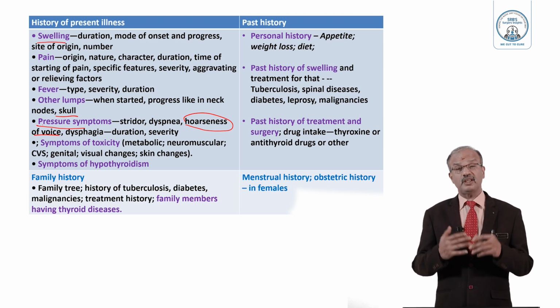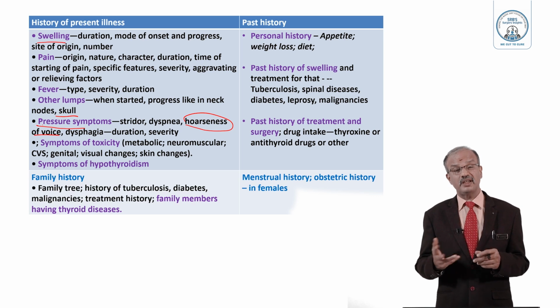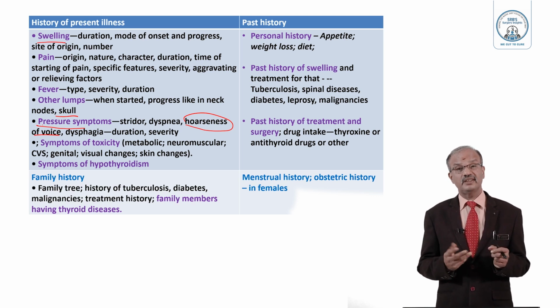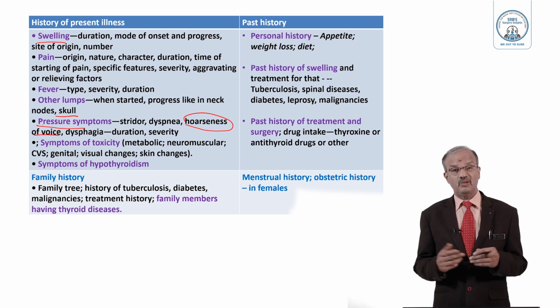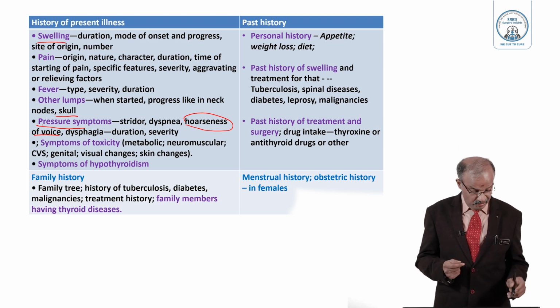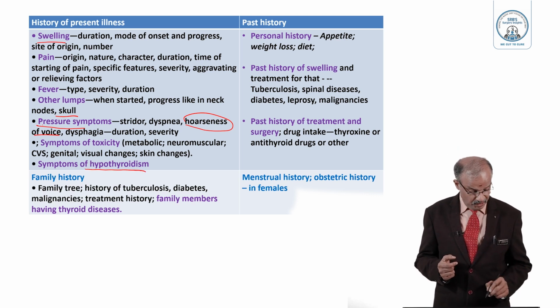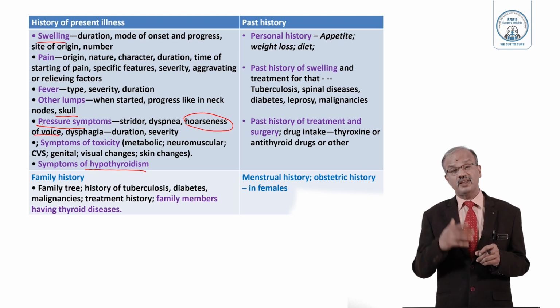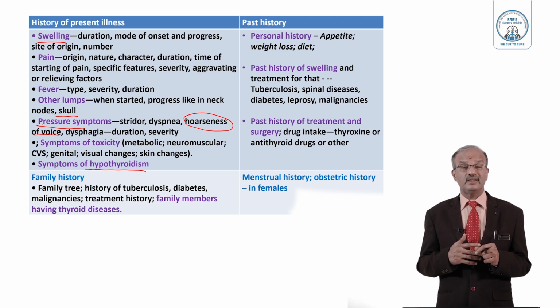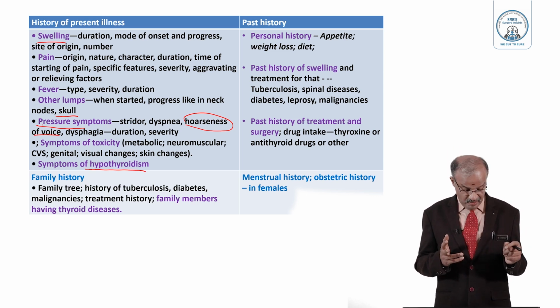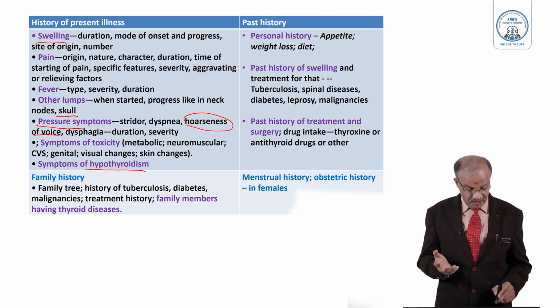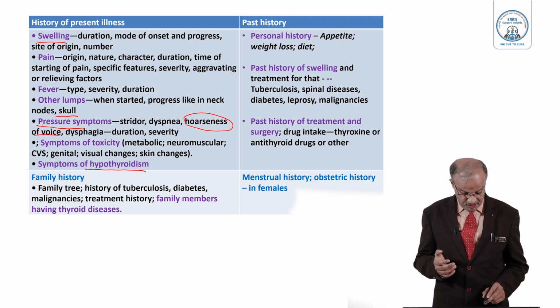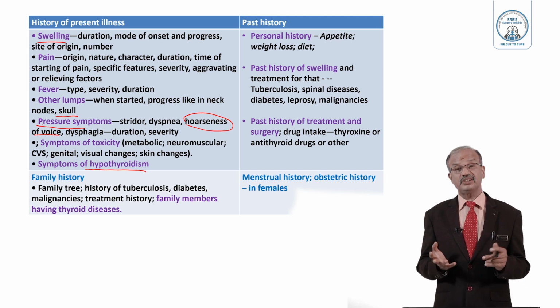Symptoms of hypothyroidism: slow, lethargic, bradycardia, dry skin, and weight gain. All those things are the typical features of hypothyroidism. Family history, family tree, three generations, very, very important. Thyroid disease may run in families, so you need to know. And history of tuberculosis, diabetes, malignancy, the usual things. Treatment history, and again you have to ask whether family members have a thyroid disease, that's important.